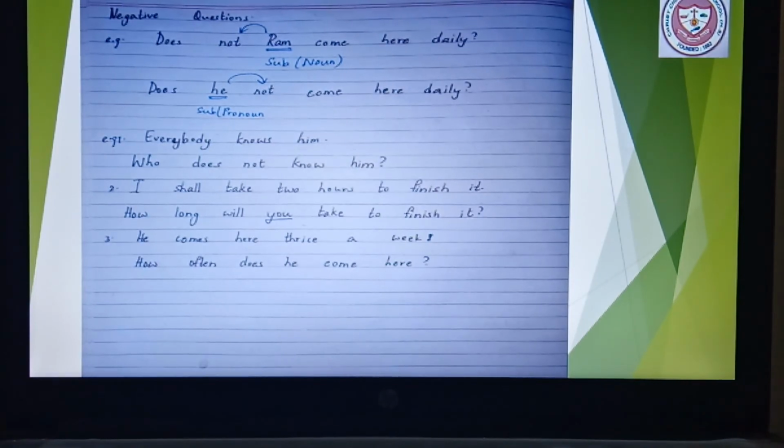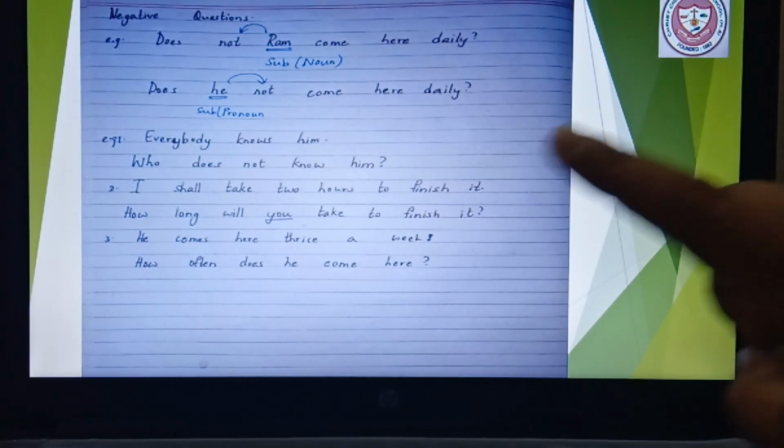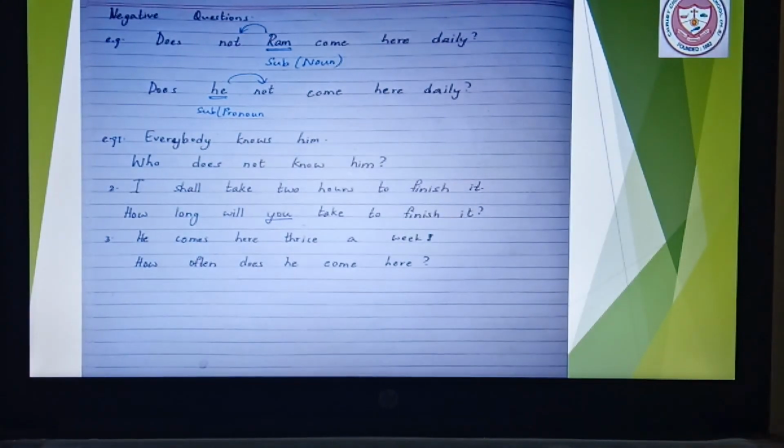He comes here thrice a week. How often? Thrice a week means how many times does he come? So, often. How often does he come here? To understand, he comes here thrice a week. You have to understand the answer. How often does he come? Thrice a week. So that should be my question. How often does he come here? When you're forming the questions, you have to understand what the question should be based on. That is it. So we finish the chapter here.